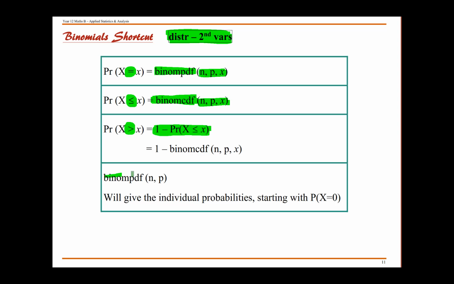Okay, on our calculator, if all we enter is our n and our p, we don't enter an x, then we will get the individual probabilities for each thing. So starting with 0, the probability x is 0, probability x is 1, probability x is 2, etc.